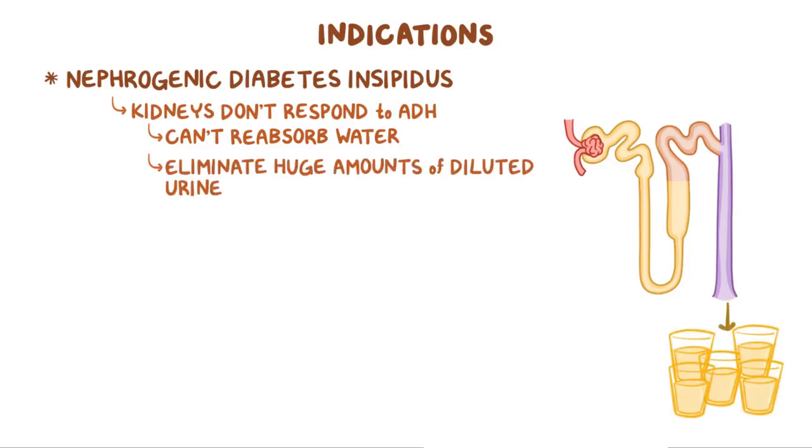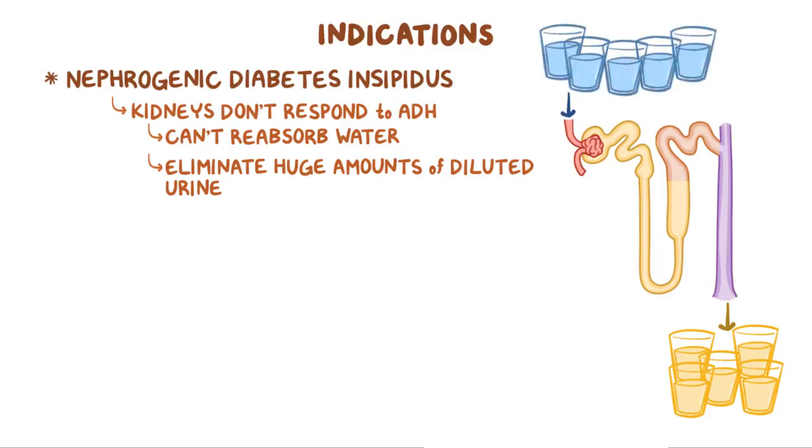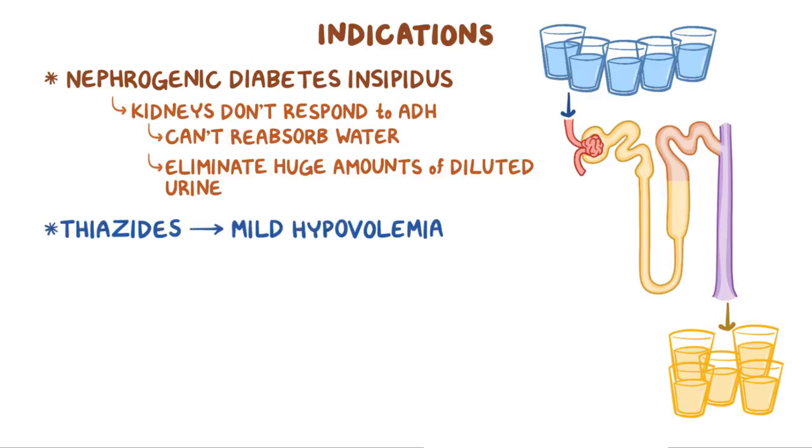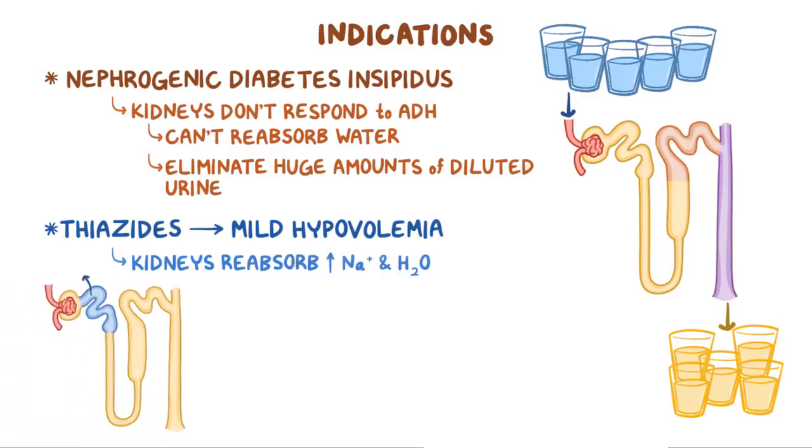However, individuals usually compensate by also drinking huge amounts of water throughout the day to replace the losses and maintain blood volume. So why give these people thiazides if they're already eliminating so much urine? Well, thiazides induce a mild hypovolemia, and this makes the kidneys respond by absorbing more sodium and water in the proximal convoluted tubule. With less fluid reaching the distal convoluted tubule, fluid balance is maintained.